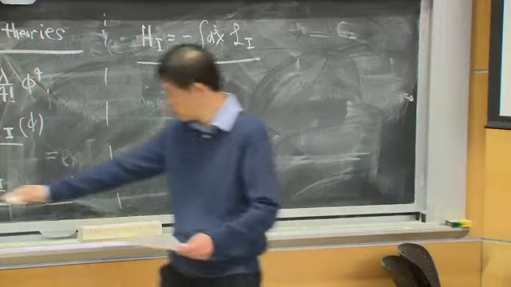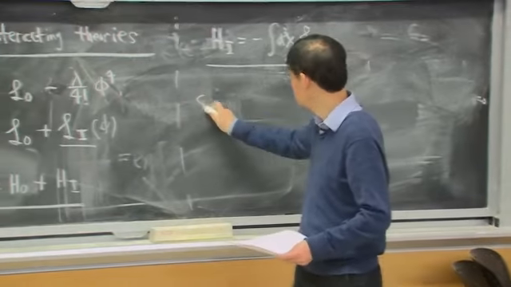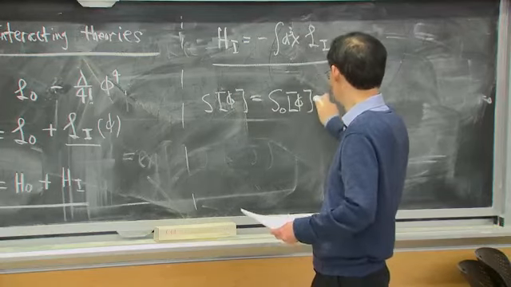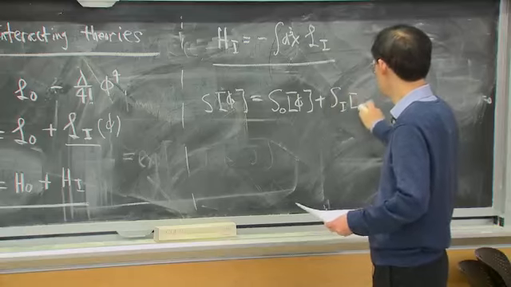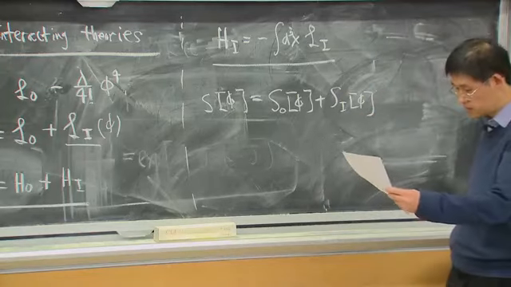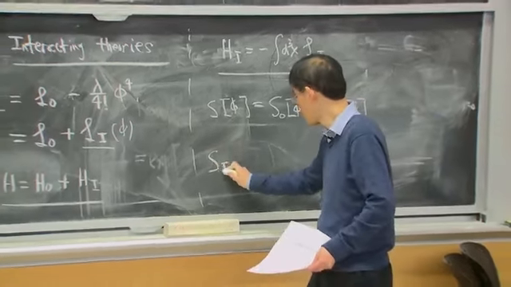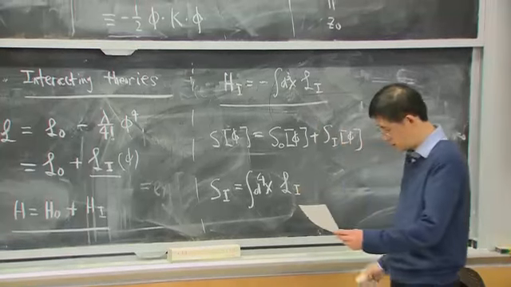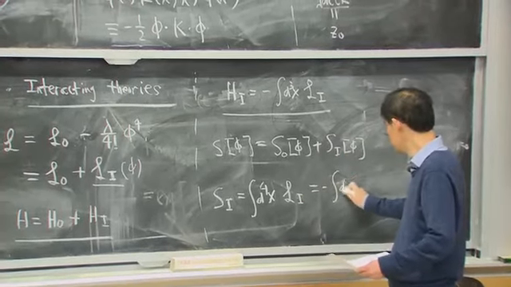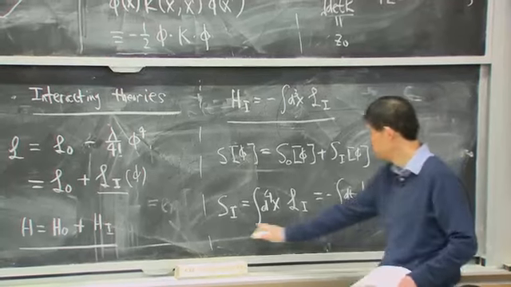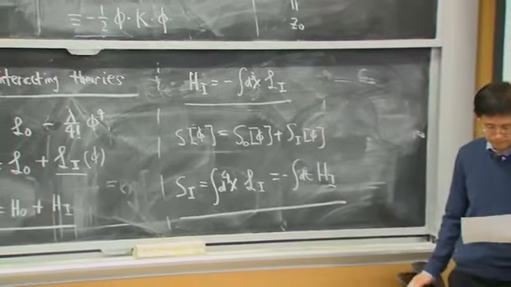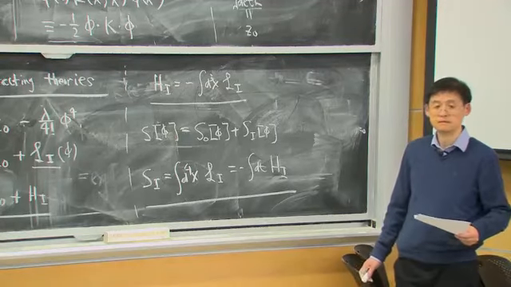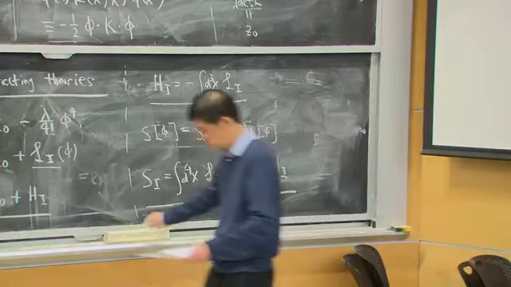And this is the free theory Hamiltonian. Now we will write our total action in terms of the free theory part and the interacting part. The interacting part is just given by the integral d4x Li, which is also the same as minus the integral dt Hi. Good, so that sets it up.